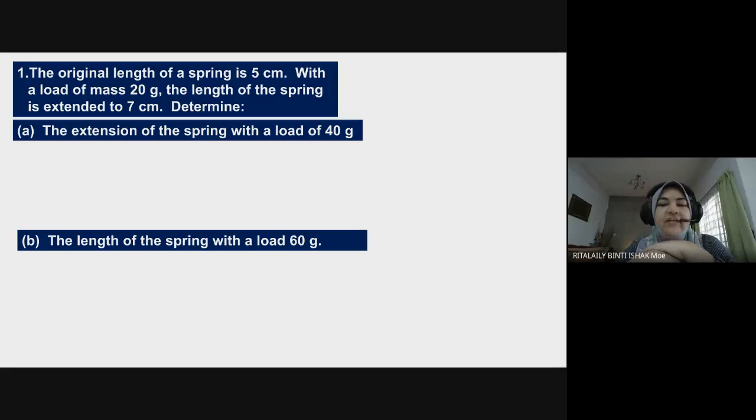Okay, when we get a question related to spring, the question will usually give us the initial length and then the extension of spring when some load is put onto the spring. Dia akan bagi the first reading biasanya. Okay, so dia tanya extension of the spring with a load of 40 gram. So macam mana cara? Actually, there are two methods to calculate. Ada dua method.